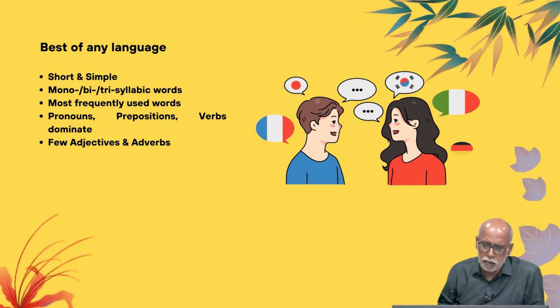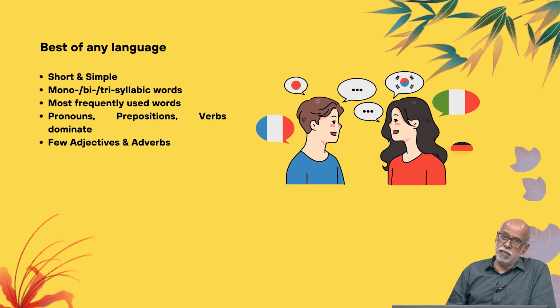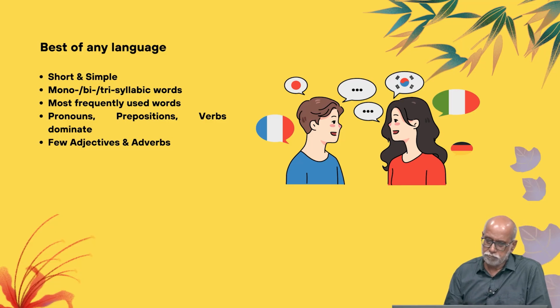You can also look at the part of speech to which they belong. Then you notice that they are pronouns, prepositions, verbs. So nouns, pronouns, prepositions, verbs dominate. Less often occur adjectives and adverbs, and still less often occur interjections. This is the makeup of the corpus. This is how we use any language in our lives every day.